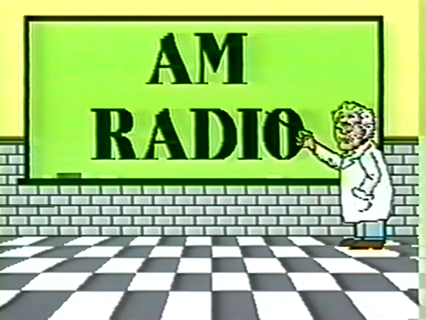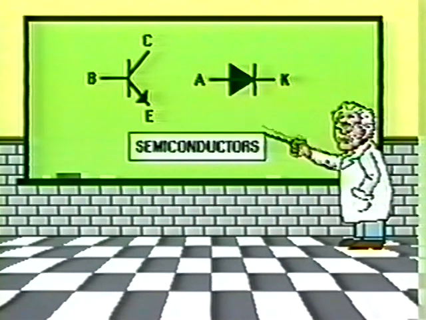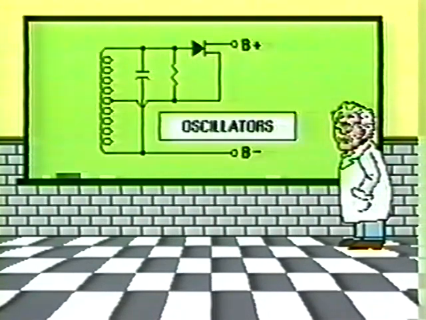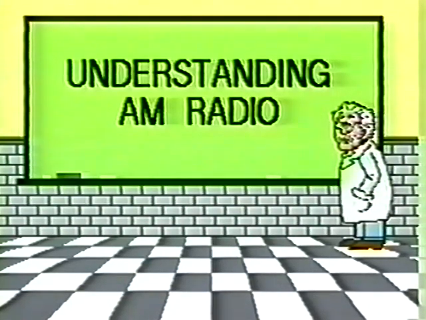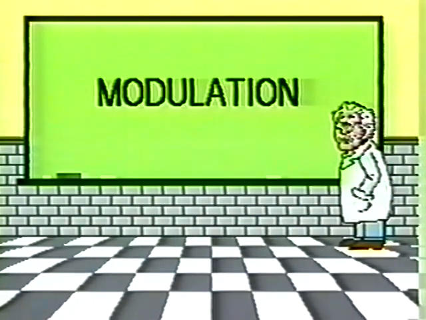Welcome to AM radio. In this video, you will draw upon your knowledge of semiconductor devices, amplifiers, and oscillator circuits, and learn to apply this knowledge toward understanding the various circuits contained in a typical superheterodyne AM receiver. To better understand the operation of the AM receiver, you should first understand the basic concepts of modulation.